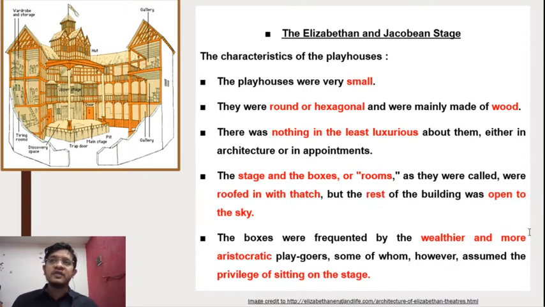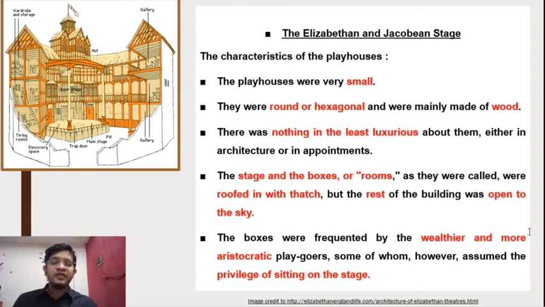The characteristics of the playhouses during this era were that they were very small, round or hexagonal, and mainly made of wood. There was nothing in the least luxurious about them, either from the architectural point of view or in the appointments. The stage and the boxes or rooms were roofed in with thatch, but the rest of the building was open to the sky.